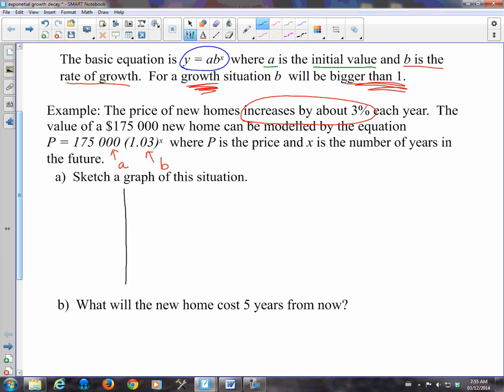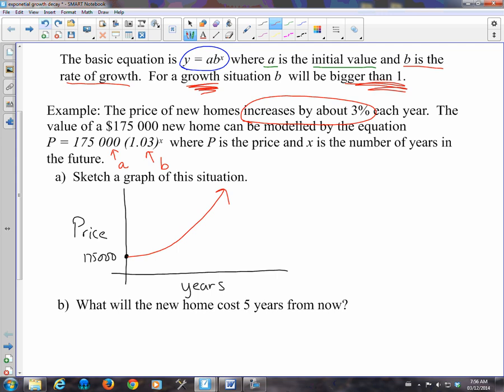Sketch a graph of this situation. So quick graph. X is the number of years, and P is the price. We know that it's going to start at $175,000, and it's increasing by 3% each year. So we're going to really slowly go up, because we know the shape of an exponential graph looks like that, and it's increasing, so it's very slowly going up by 3%. So there's your quick graph.